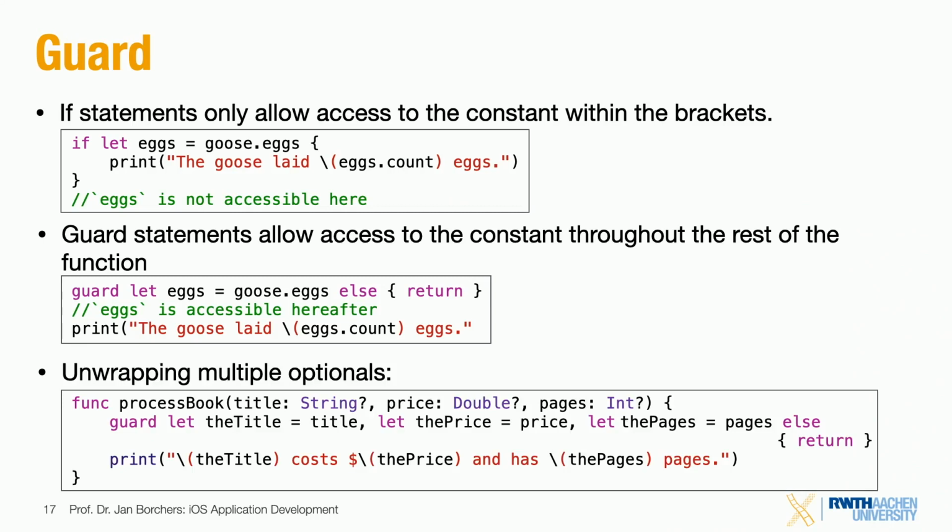Similar to if-let, you can also unwrap multiple optionals in one guard statement. So trying to unwrap the title, the price, the pages of a book. If that all doesn't work, then I'm returning. And after that, I know at this point this condition was met, so I have assigned all my optionals.